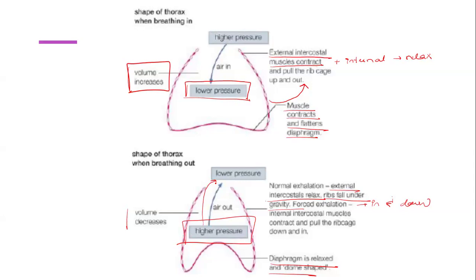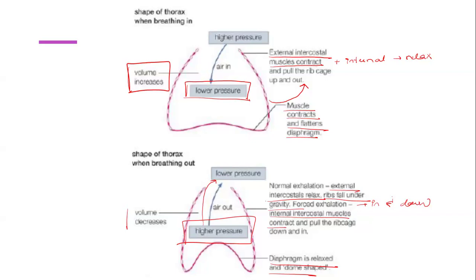Now, if you breathe out forcefully, the same thing happens. The only difference is that the internal intercostal muscles will contract. In normal exhalation, there will be no contraction. Okay? The external intercostal muscles will relax. That's it. The internal ones won't do anything. Just the external ones, the ones on the outside, will relax. There will be no contraction.